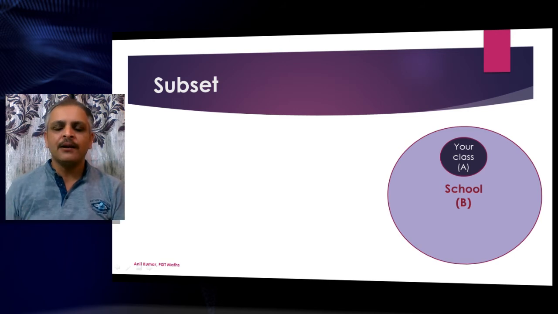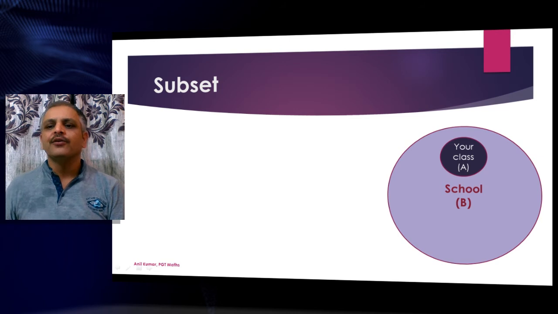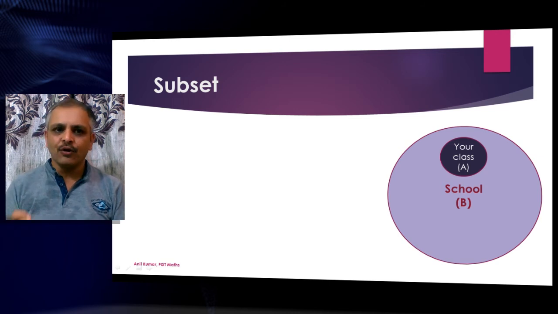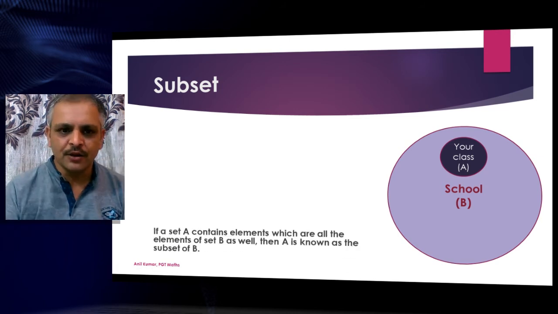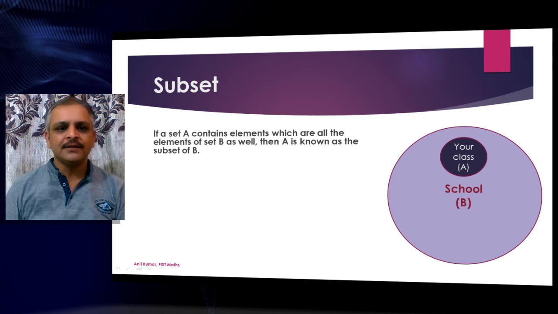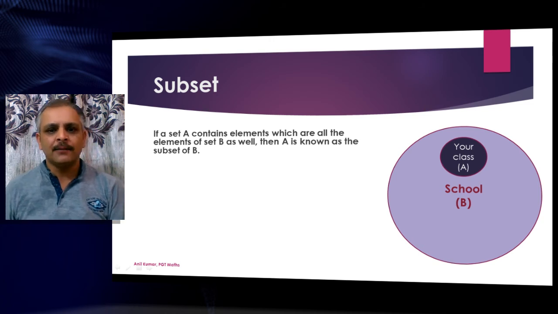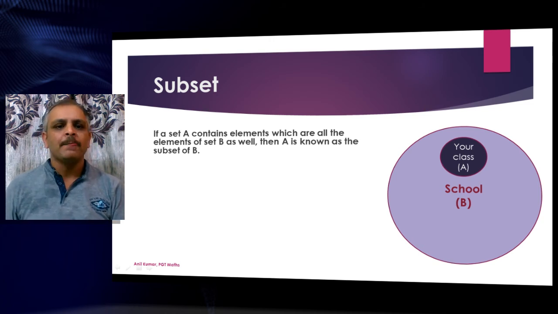That means whatever elements are available in A are also available in B. So in that case A is said to be the subset of B. Sub means small. So it's a smaller part. Okay. So let's define this. If set A contains the elements which are all the elements of the set B as well, then A is known as the subset of B.